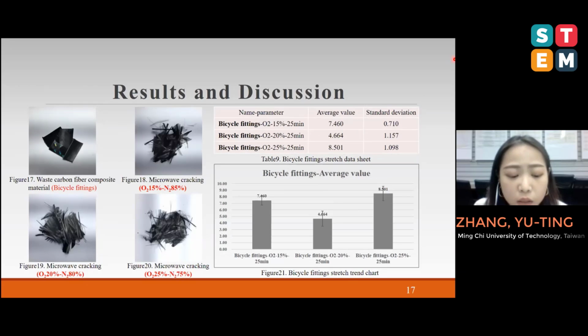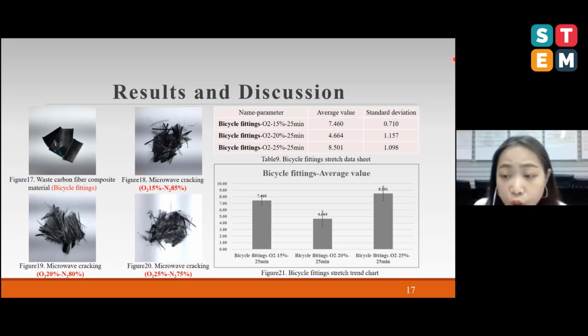It can be seen that when the oxygen concentration is 15% and 25%, it has better strength. Perhaps we can reduce the oxygen concentration to test the fiber strength.